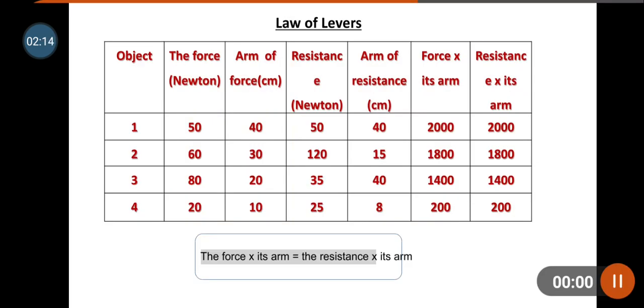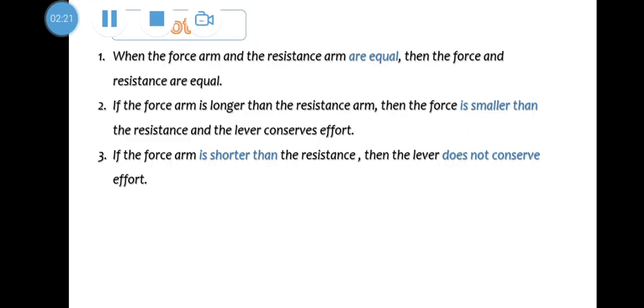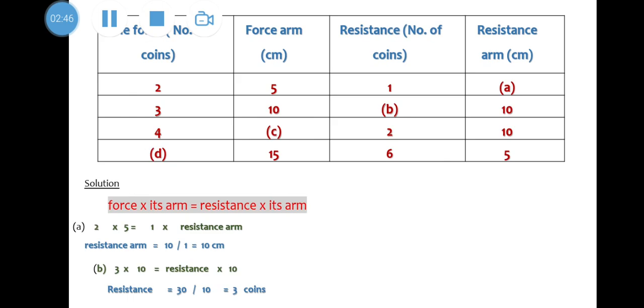Okay, so let's continue. We have notes here: when the force arm and resistance arm are equal, the force and the resistance are equal. If the force arm is longer than the resistance arm, the force is smaller than the resistance and the lever conserves effort. If the force arm is shorter than the resistance arm, the lever does not conserve effort.